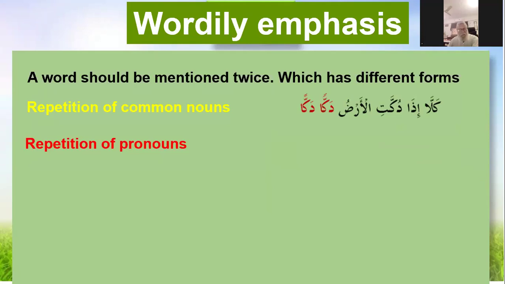Repetition of the pronouns. Qulna la takhaf innaka antal a'la. Innaka, anta. Ka is representing the anta. So the anta is a pronoun and it is repeated. Innaka, the ka itself is coming for the anta, and anta itself comes separately. So it's a repetition of the anta, actually, the pronouns.